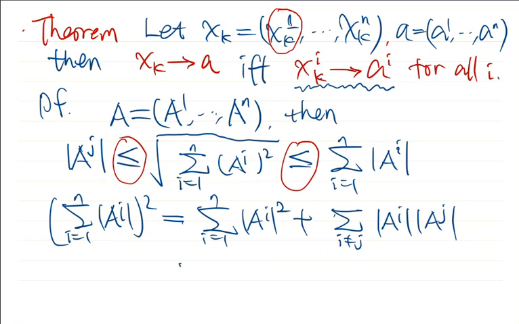Therefore, this is not less than AI square, I from 1 to n. So our inequality is proved. So this inequality is proved. Okay. Now using this inequality, we can get the conclusion of our theorem.